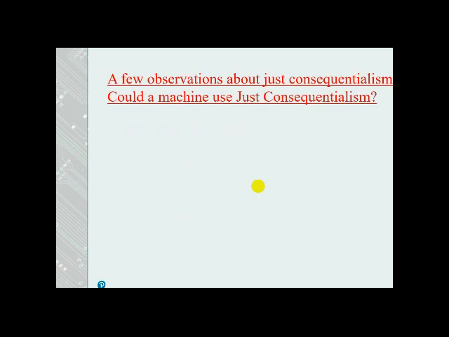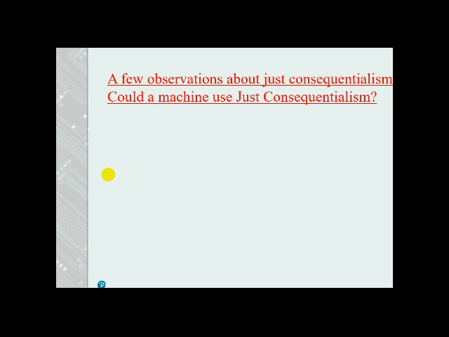A few observations about just consequentialism: bounded rationality, not maximizing, impartiality, dynamic and reversible policies, handles conflicts, procedure not algorithm, often not just one correct solution. Could a machine use just consequentialism?